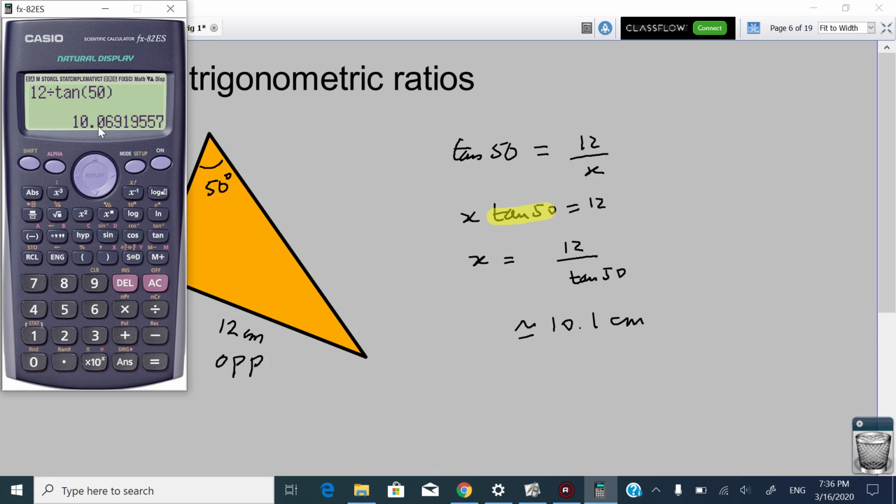Now, try this calculation now. If you don't get the same answer, you need to set up your calculator to work in degrees. And the way to do this is by pressing Shift, Setup, and you notice that 3 refers to degrees, so you choose 3 here, and that should work right.